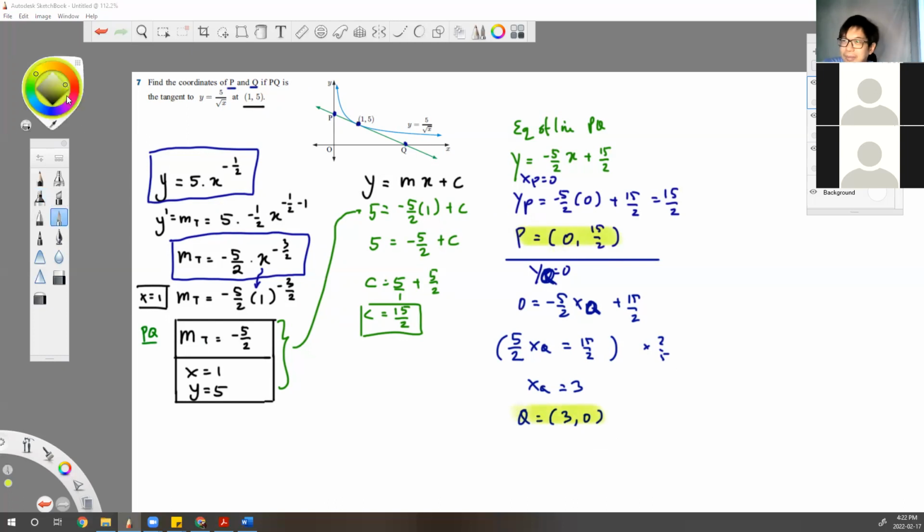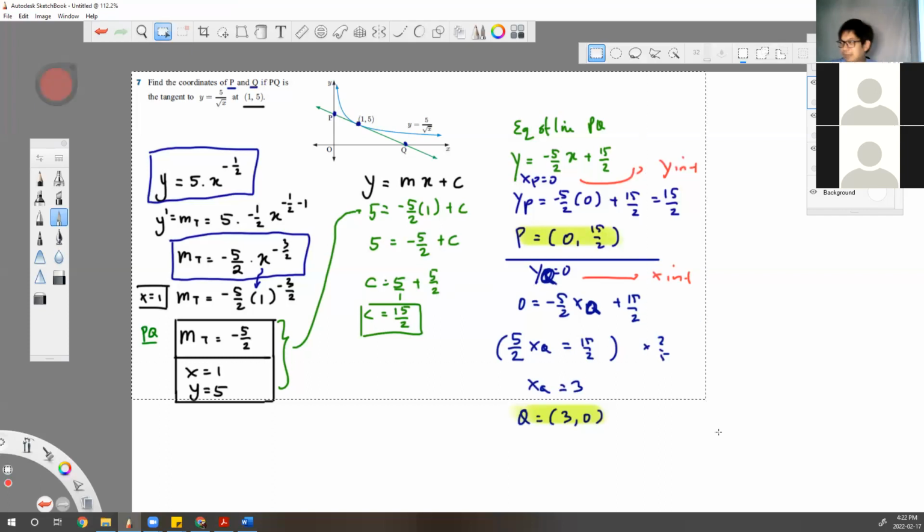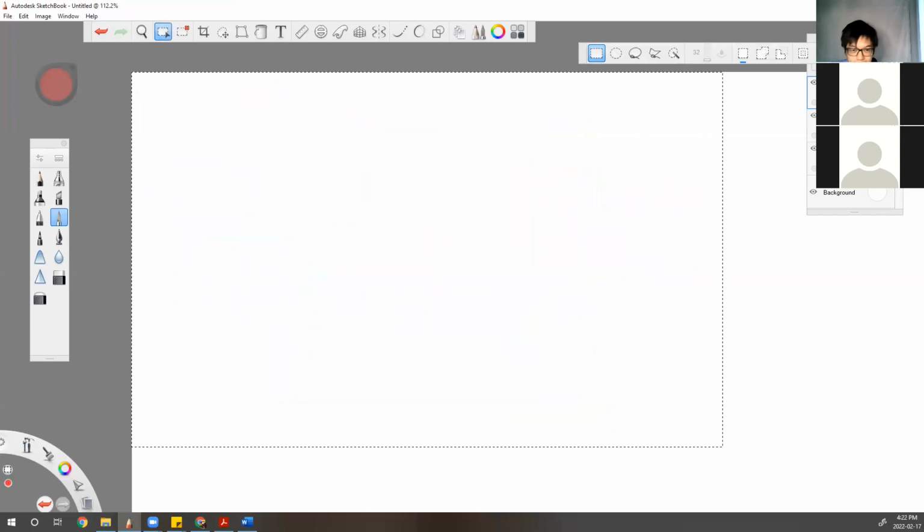We'll give you some important notes. This is the y-intercept. This is the x-intercept, right? Continue. That's for number 7. Now, what else? 7 and then 10. Okay, let's do number 10.